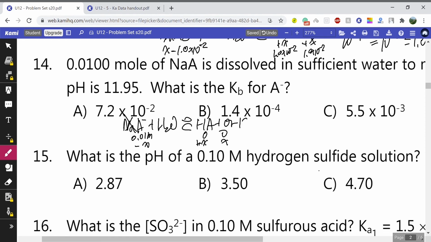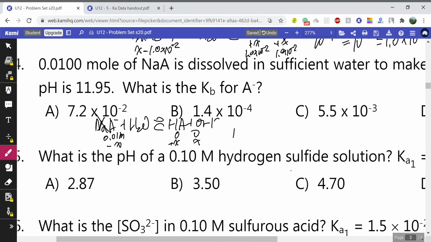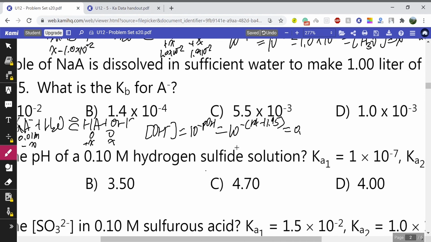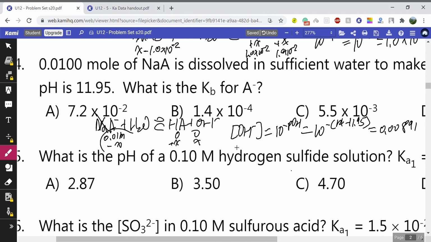Again, we have our pH, so that tells us our pOH. It tells us that our concentration of OH minus is equal to 10 to the negative pOH power, which is equal to 10 to the negative 14 minus 11.95. What is that going to be? 10 to the power of negative, parentheses 14 minus 11.95 gives us 0.00891. That is our x value.